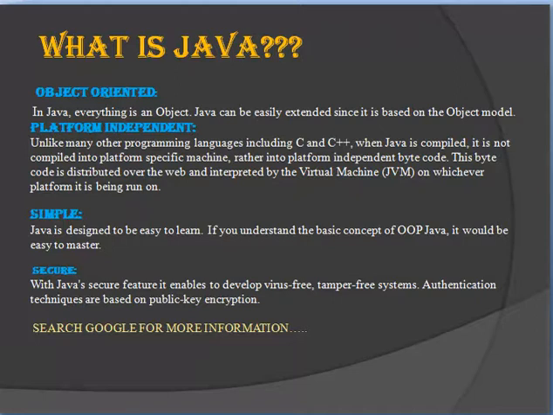What we mean by platform independent is that in VB, which is Visual Studio, a VB program can only run on Windows, but Java is platform independent. It can run on any operating system, every operating system. So it can run on every operating system, and Java is simple.